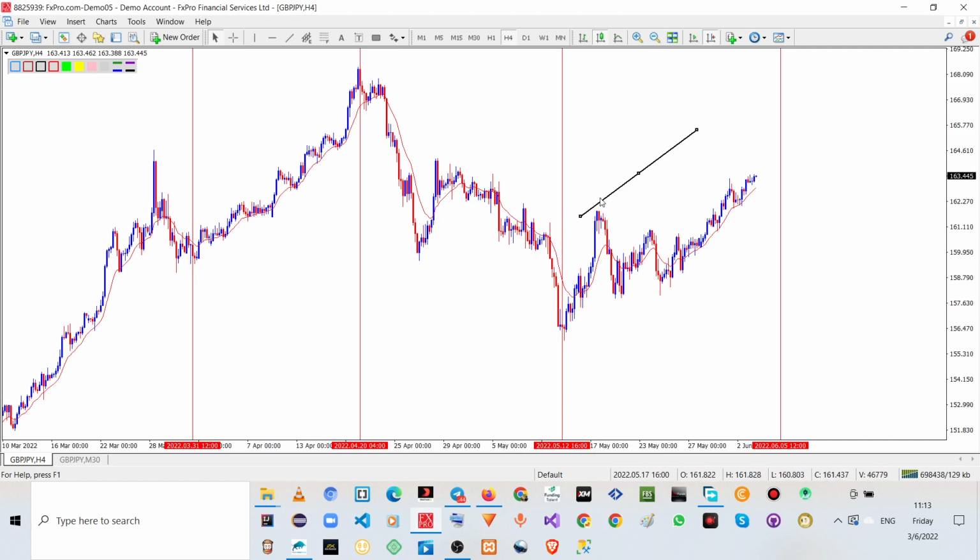So I'm doing a quick video just to show you entries using the trendline strategy. So let's get into it. As you can see already on the chart right here, I'm opening up the GBPJPY. This is the pair that I regularly trade, and it's regularly paying, according to me.